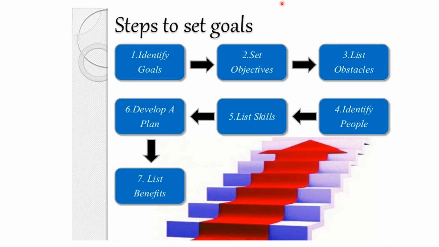Then once you set your short-term goals, for each short-term goal you have to list the obstacles or the problems you are going to face. Short-term goal 1, what are the problems? Short-term goal 2, what are the problems? Once you identify the problems for these short-term goals, identify the people or resources which can help you solve these problems. For example, you want to take admission in the best coaching center of the city. Then you have to identify the people who can give you correct guidance, some of your friends, some of your teachers.